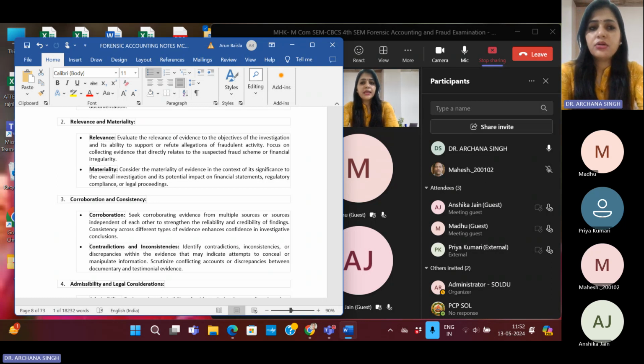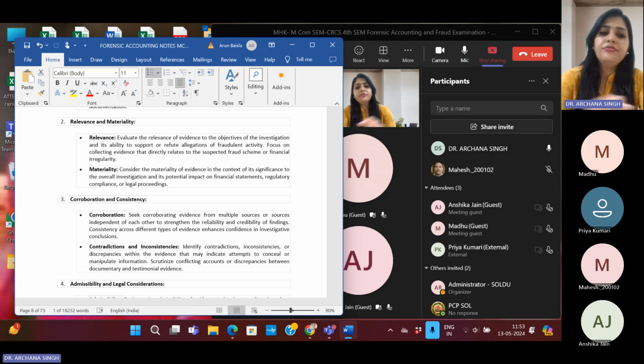Then next is corroboration and consistency. Corroboration means seek corroborating evidence from multiple sources or sources independent of each other so that they can strengthen the reliability and credibility of the findings. Okay, so consistency across different types of evidence enhances confidence in investigative conclusions.